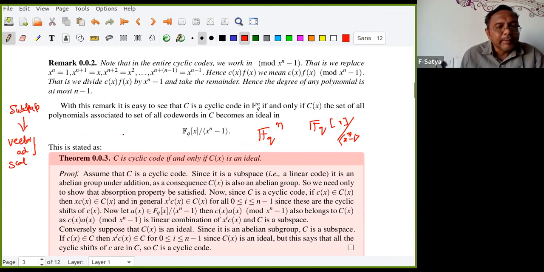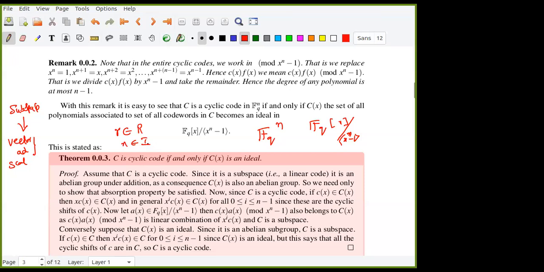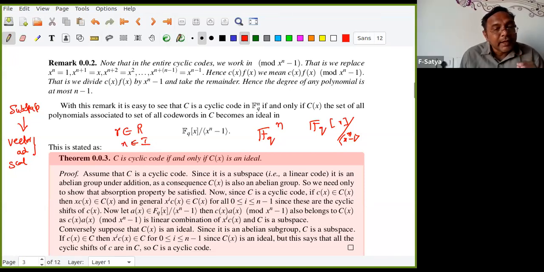In an ideal, what happens? I take an element from R and x from I. Then what happens? rx is in the ideal. Yes, the absorption property, right? Think of it as a module. Vectors: now the vector space is replaced with a module.